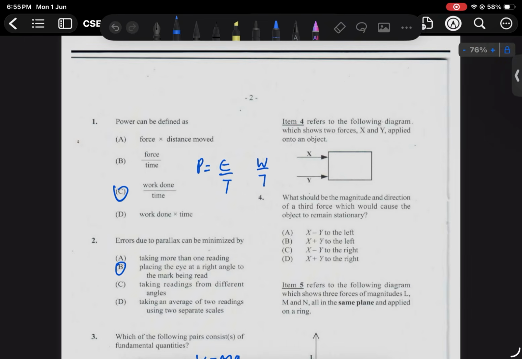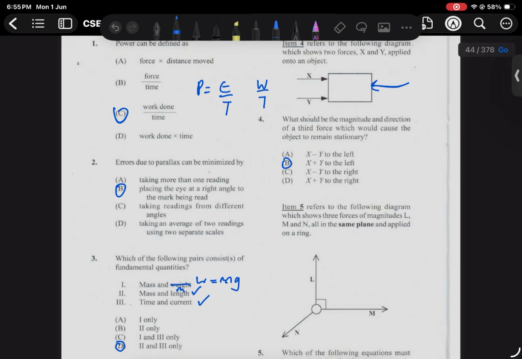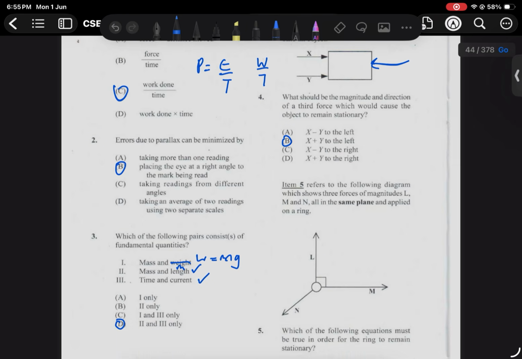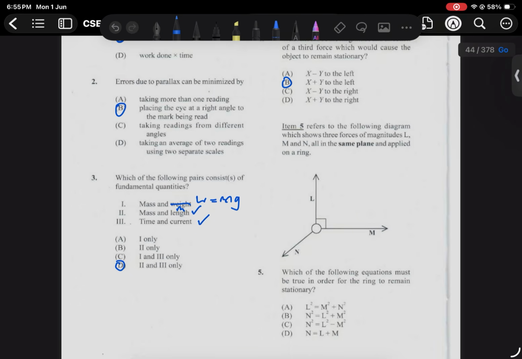Item 4 refers to the following diagram, which shows two forces, x and y, applied onto an object. What should be the magnitude and direction of a third force, which would cause the object to... This is a repeat question, so it'll be x plus y to the left. Item 5 refers to the following diagram, which shows three forces of magnitude L, M, and N, all in the same plane, applied on a ring. Which of the following equations must be true in order for the ring to remain stationary? So the net force must be equal to 0 if it wants to remain stationary.